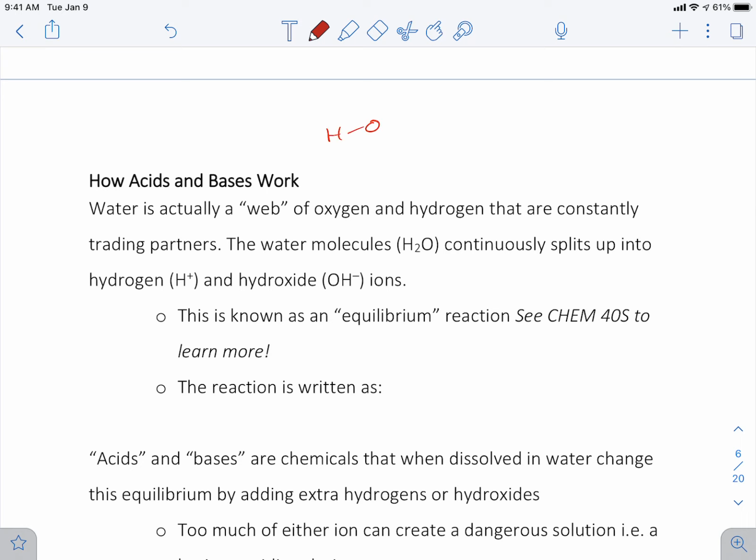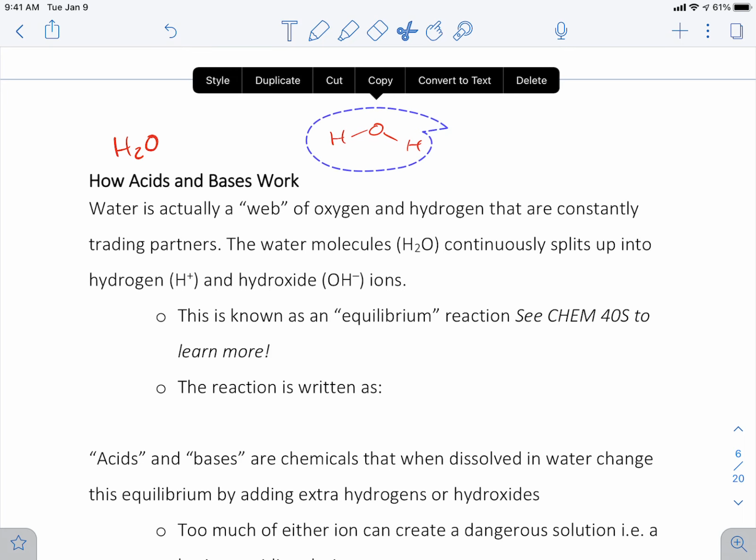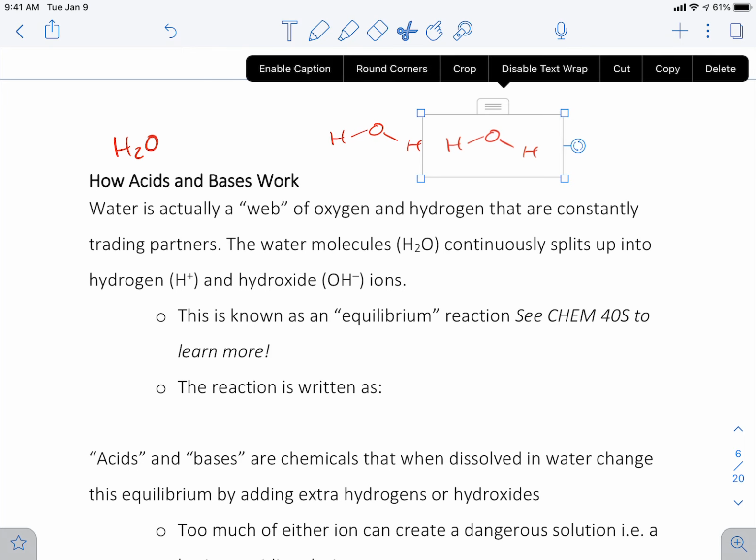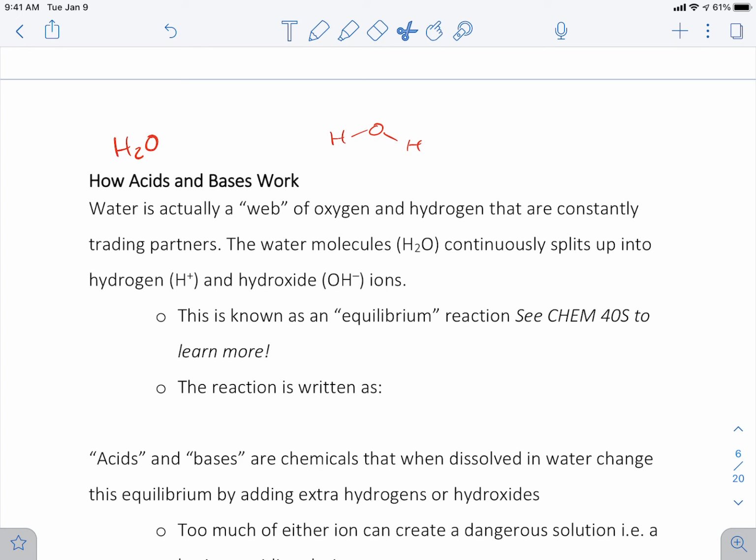But water in general should not really be thought of as just these. A lot of the time you'll see water drawn like this, H2O, right? And it's often drawn just as these little tiny molecules that are sort of floating around and bouncing around.